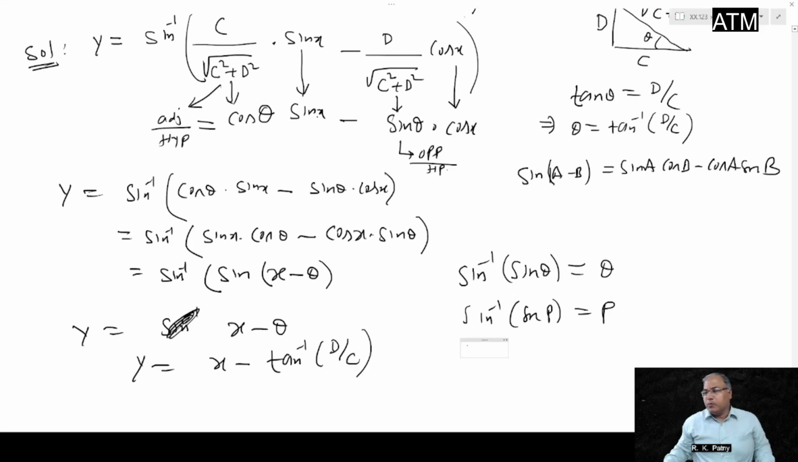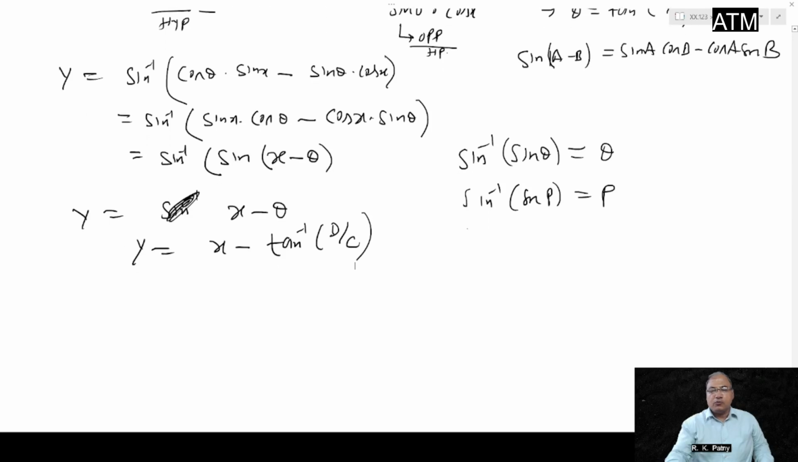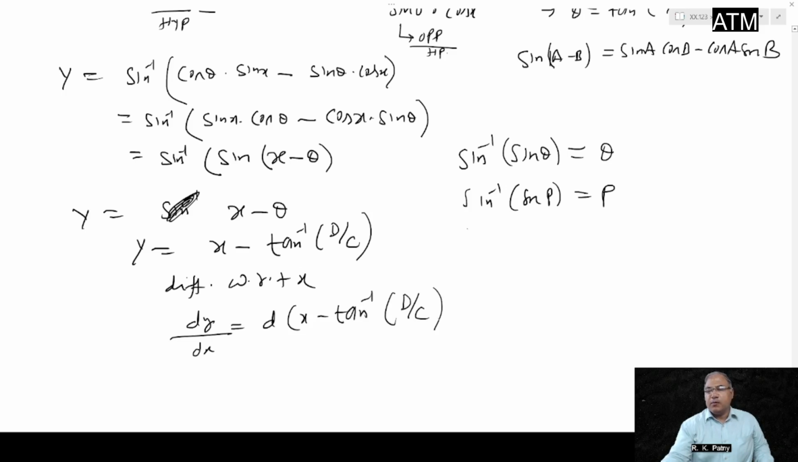Now we will be doing differentiation, so differentiating with respect to x. dy by dx equals differentiation of x minus tan inverse of d upon c with respect to x. So derivative of x is 1 and tan inverse d upon c is a constant. Derivative of that equals 0. Therefore, what is the final answer? dy by dx equals 1. This is the final answer.